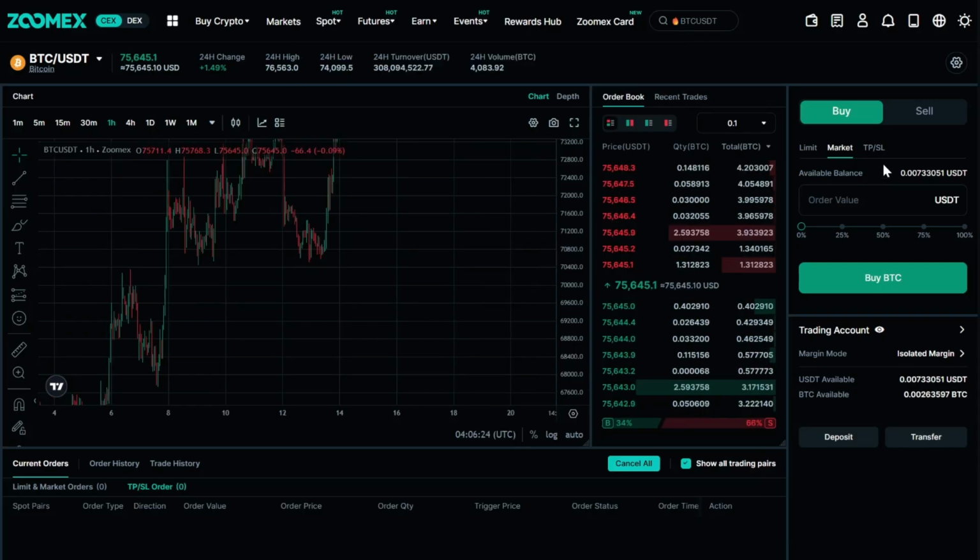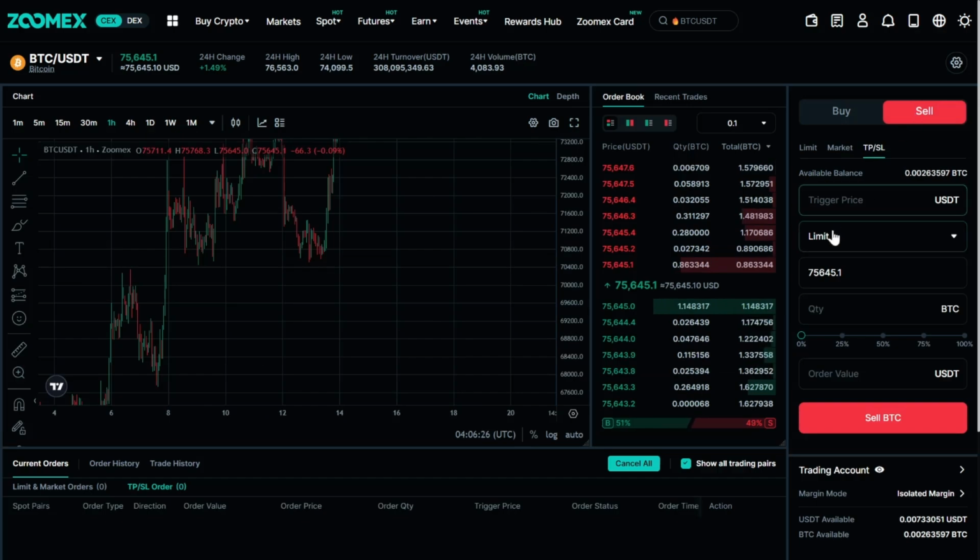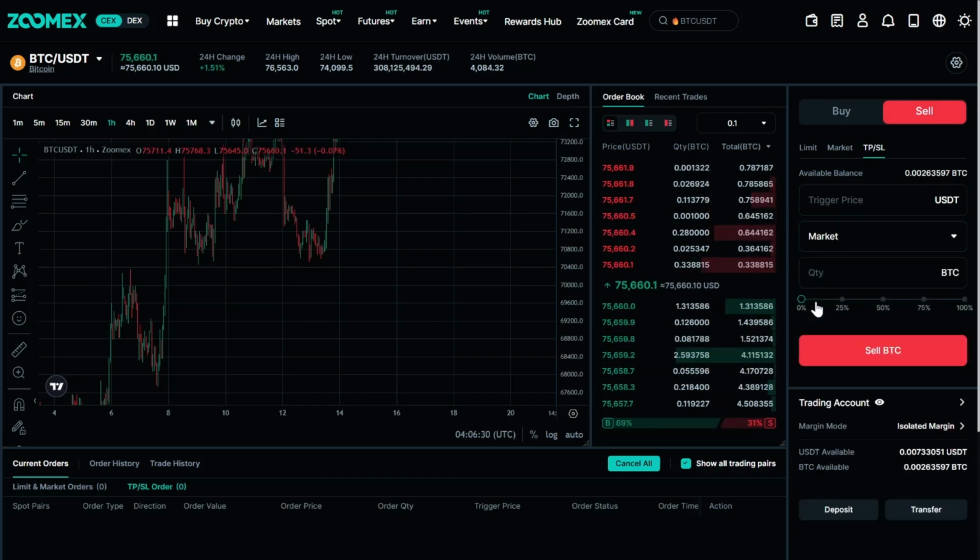We next want to set our take profit and stop loss sell order. Zoomex only allows one take profit or stop loss per order. So I'm first going to show you how to set a take profit and then how to set a stop loss. For our take profit, let's say we'll be happy if Bitcoin hits 95,000. By executing this order, once Bitcoin hits this price, we will be fully sold out of our position at a profit. That's why it's called a take profit.